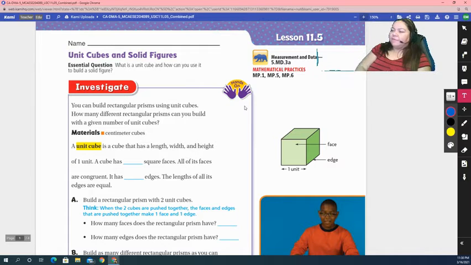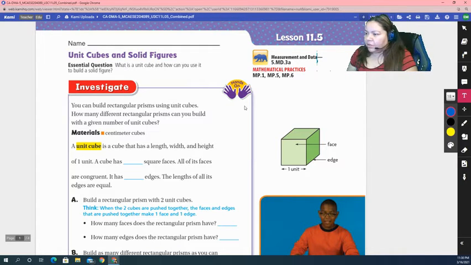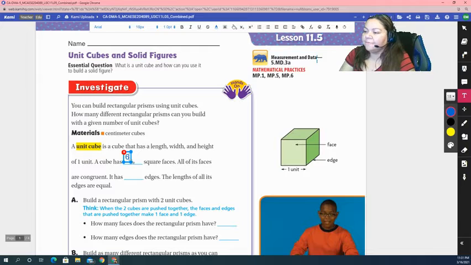So here, what we have is a unit cube. We're looking at this three-dimensional figure, which is a cube. And remember, a cube has 6 square faces. If we count 1, 2, 3, then the bottom 4, the back 5, and the side 6. So in a cube, there are 6 square faces. A unit cube has a length, width, and height of 1 unit, because we're going 1 up, 1 to the side, and 1 in, or going in depth.